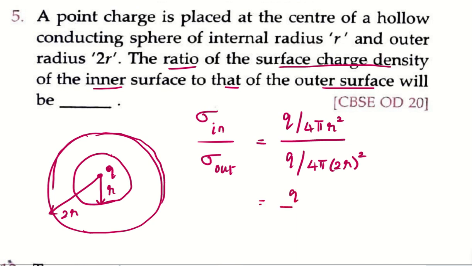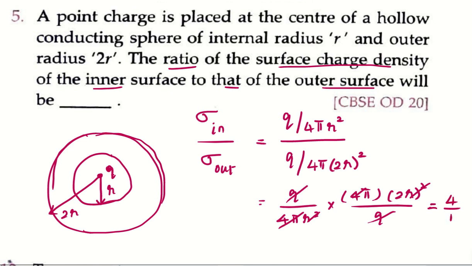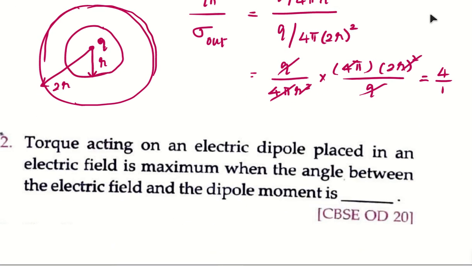So let's write this way: q divided by 4 pi r squared times 4 pi into 2r whole squared divided by q. So q will go away, 4 pi will go away, r squared will go away. We will have 4 divided by 1. So the answer is 4 is to 1. Let's see the next question.